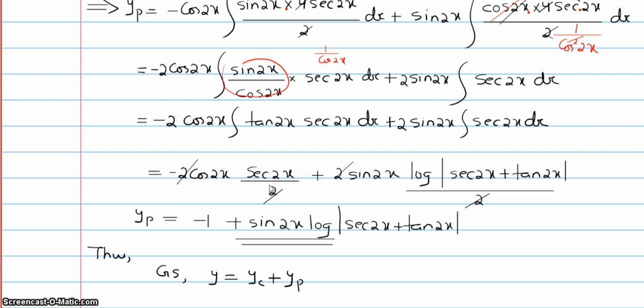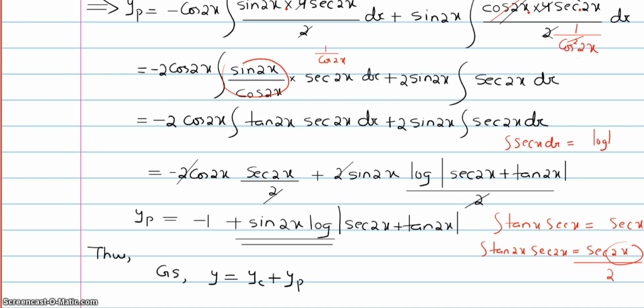I will explain once more. Integral tan x sec x is sec x. So integral tan 2x into sec 2x will be sec 2x by the derivative of 2x. It is 2. That's why we got sec 2x by 2. Now again, integral sec x dx is log of sec x plus tan x. So for sec 2x it will be log of sec 2x plus tan 2x divided by its derivative 2. The derivative of 2x is 2.